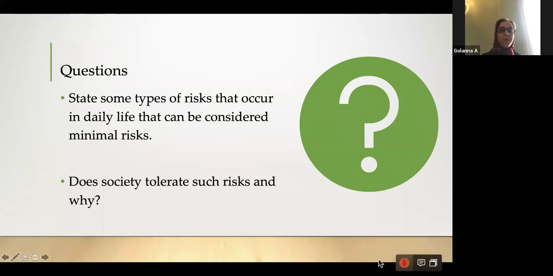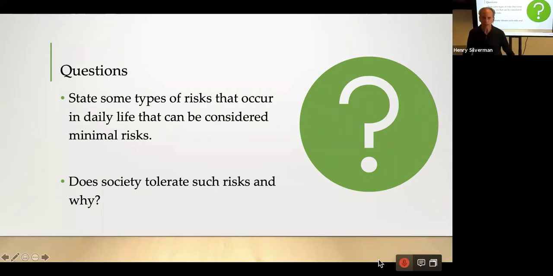You have to go to work. You have to go out. Yes, right. So there's a benefit. So we tolerate these minimal risk activities. For activities that are greater than minimal risk, again, we'll take on those activities as well if the benefits are proportional. Are greater. Yeah. Right. Okay.